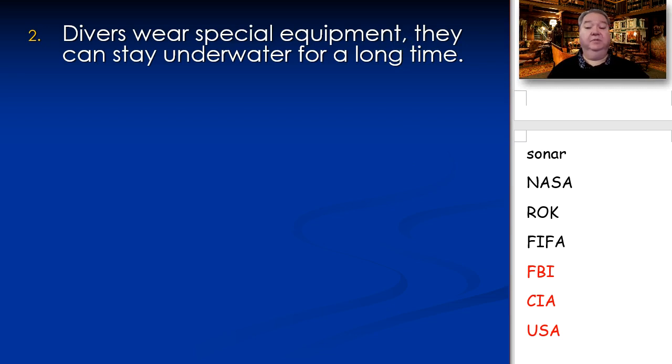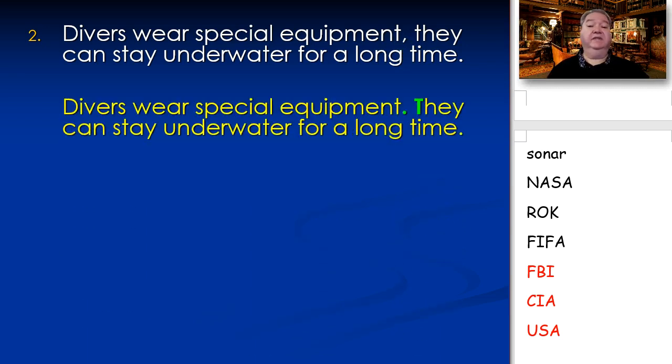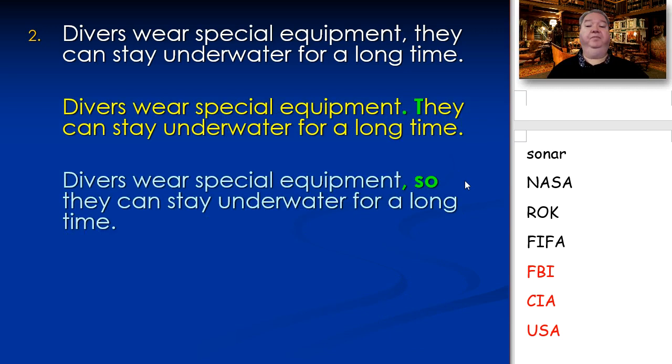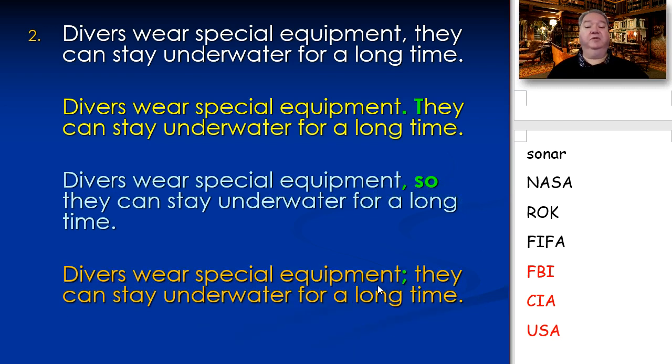So we can separate the sentences. Divers wear special equipment, period, capital T. They can stay underwater. Divers wear special equipment, comma, conjunction, so they can stay underwater for a long time. This is the result. Or divers wear special equipment, semicolon, they can stay underwater for a long time.